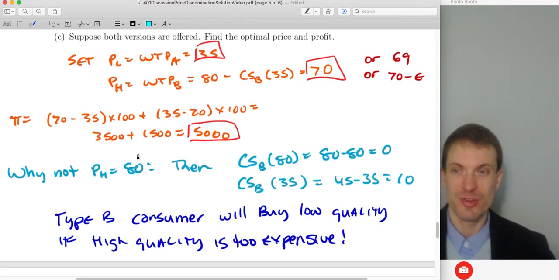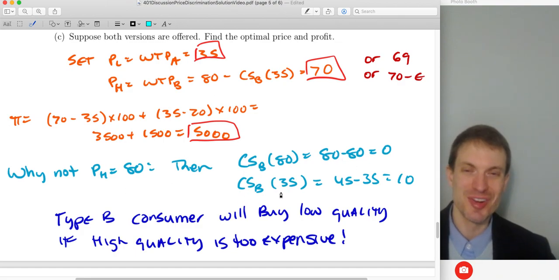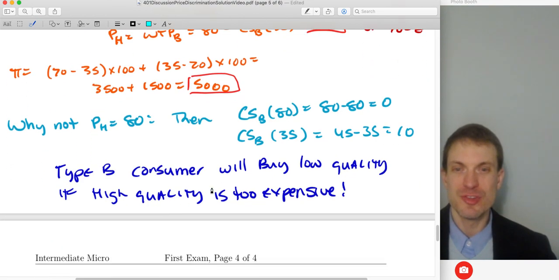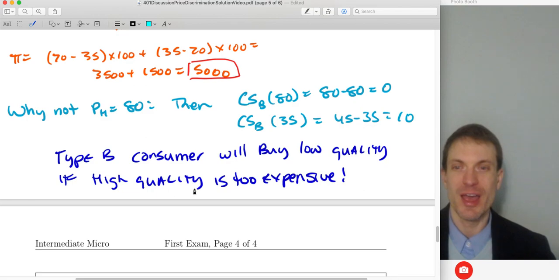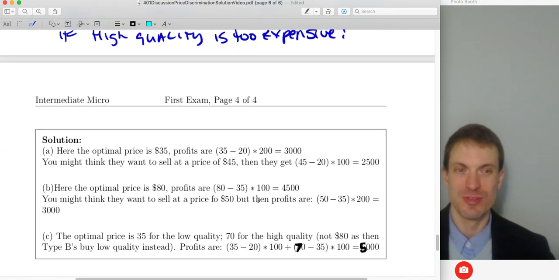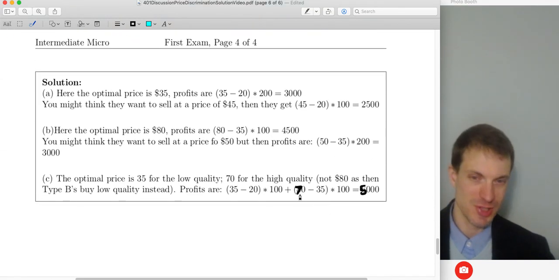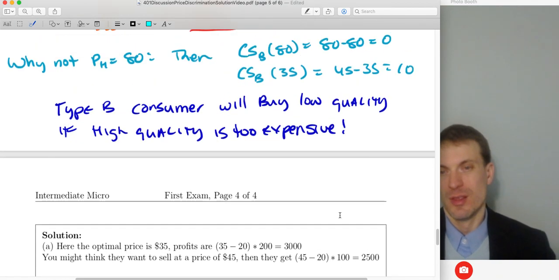Why not set the price of the high quality good equal to 80? Well, then look at my consumer surplus from my type B consumer buying at a price of 80. It's 0. What's their consumer surplus if they buy the low quality good at a price of 35? It's 10. So the type B consumer will buy low quality if the high quality is too expensive. So that's why the price has to be 70 and not 80.